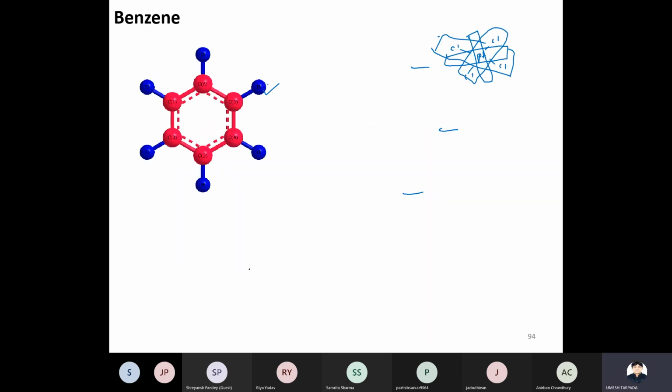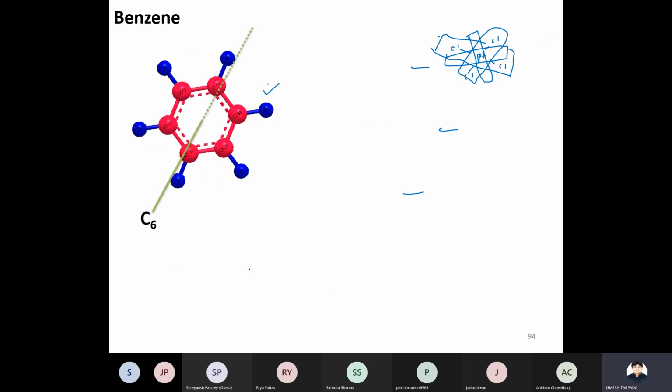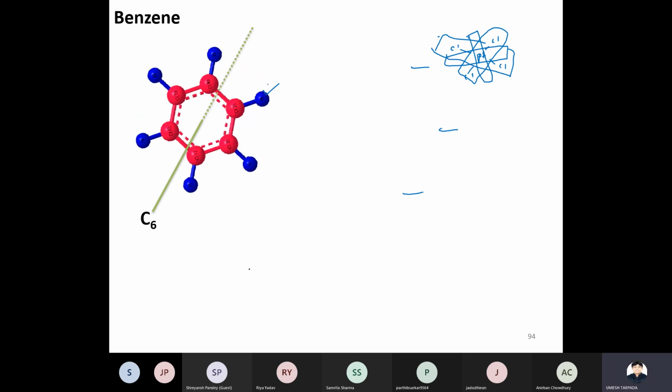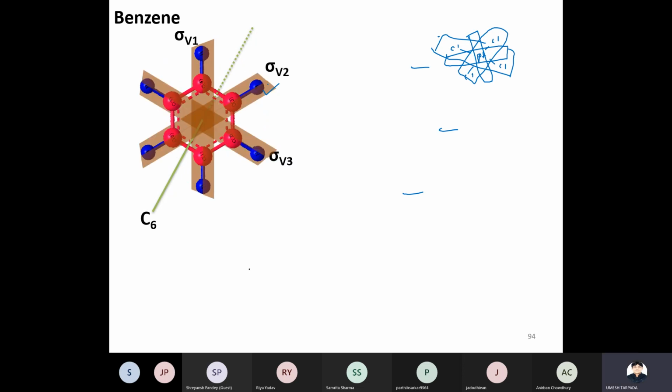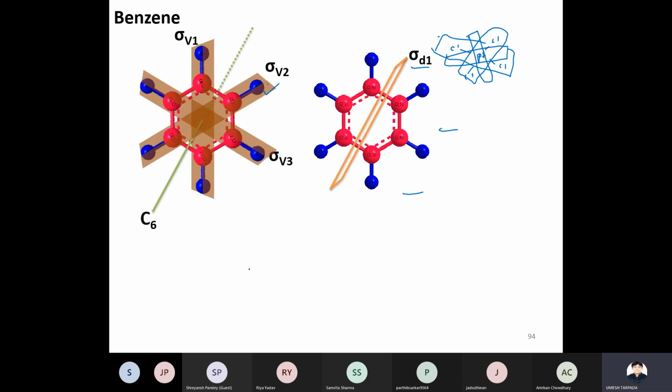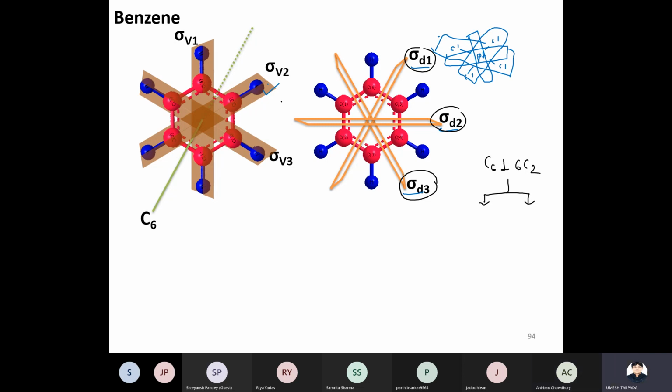What is the point group in benzene? C6. This is the principal axis, the highest order axis, and C6 is perpendicular to 6C2. Here you also have 3 types of sigma planes, so there are more than one sigma v. This rule is followed: C6 is perpendicular to 6C2. So at that time, if a molecule has more than one type of sigma v, the sigma v which passes through the minimum number of atoms is called sigma d, and the one with the maximum number of atoms is called sigma v.